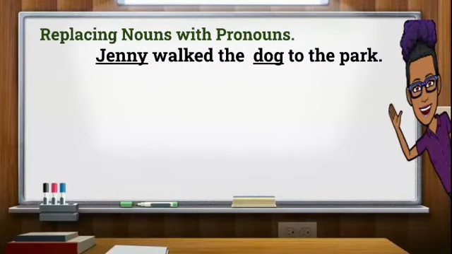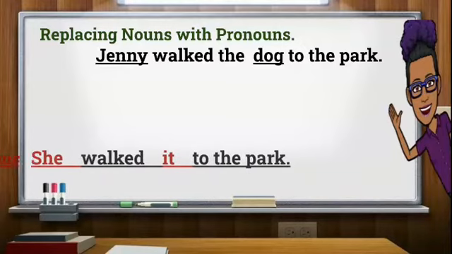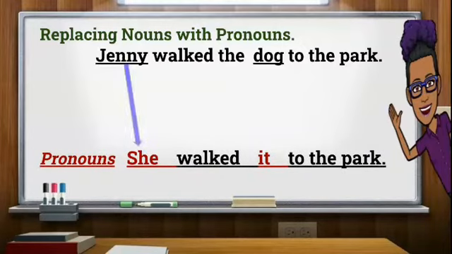So, the sentence again, and now we're going to have our pronouns that will be used to replace those nouns. Here we have our pronouns. Personal pronoun she to replace Jenny, and that personal pronoun it to replace dog. So, she walked it to the park.